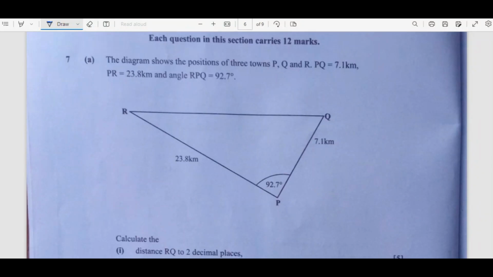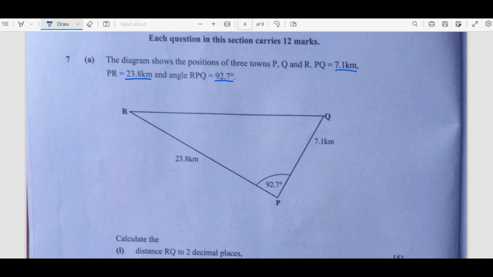In this lesson, we want to look at question 7 in a paper which was written in 2023 by external candidates. This is question 7. The diagram shows the position of 3 towns P, Q, and R. We have PR, which is 7.1 kilometers, and then we have PQ, which is 23.8 kilometers. The angle has been given, which is RPQ, which is 92.7.